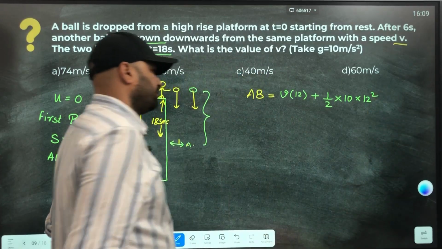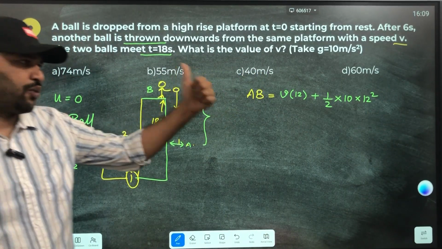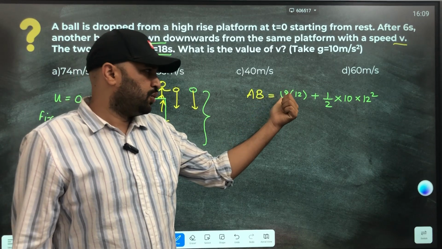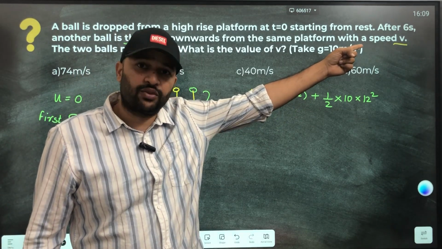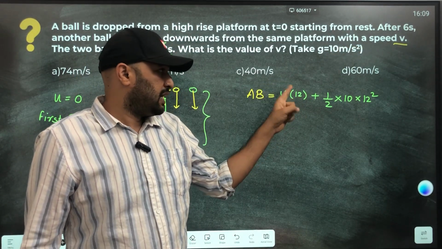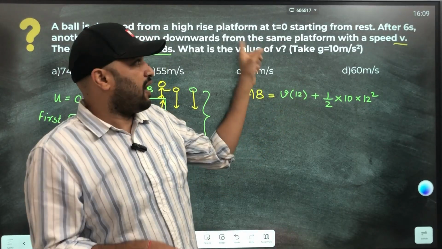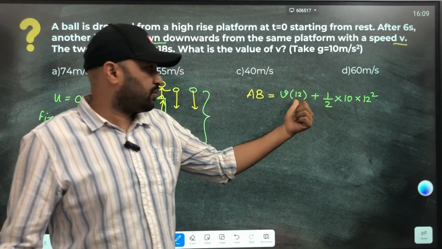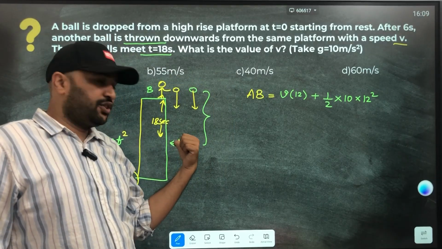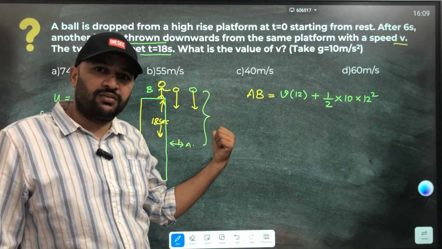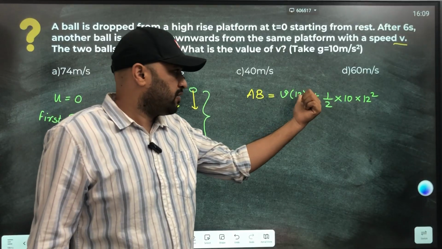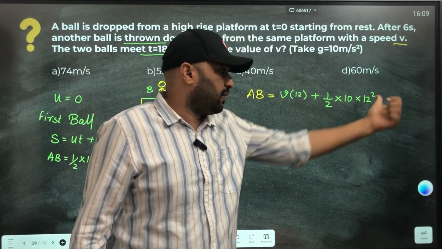I hope this is clear. Let me repeat again how we got this equation. S equals u, which is v, because as per the question it is thrown with an initial velocity v. Time is 6 seconds after, so it's 12. If that is taking 18 seconds to reach here, this person is taking only 12. Assume it like a person. Okay, 12, half g t square. I hope this is clear.